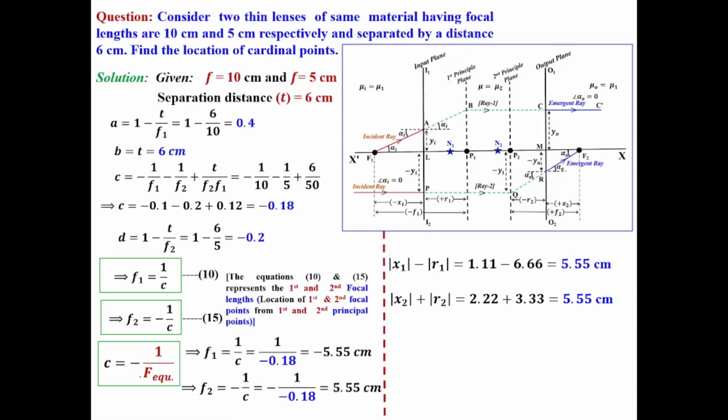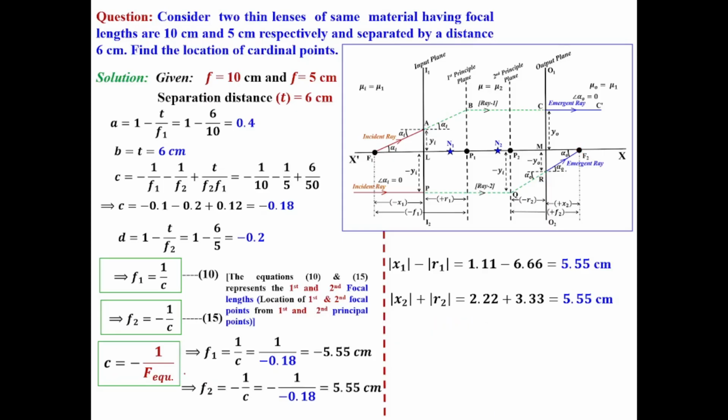Here, c is nothing but the equivalent 1 by f equivalent. So here, f equivalent is nothing but minus 1 by c. The f2 value is nothing but your f equivalent. Just remember, this is most important. F equivalent is nothing but your f2 value. The f2 value means the focal point which is on the output side. You can just consider the second focal point to be the equivalent focal length of the optical system. Keep this in your mind, it is most important.